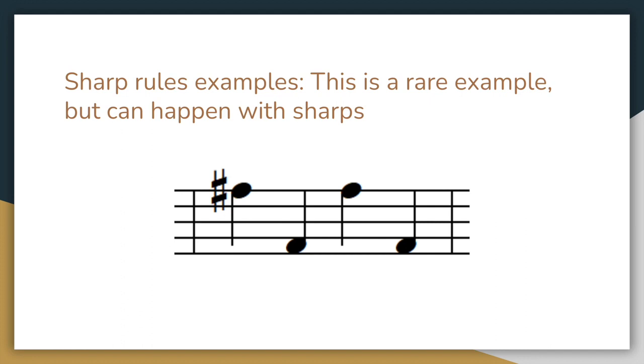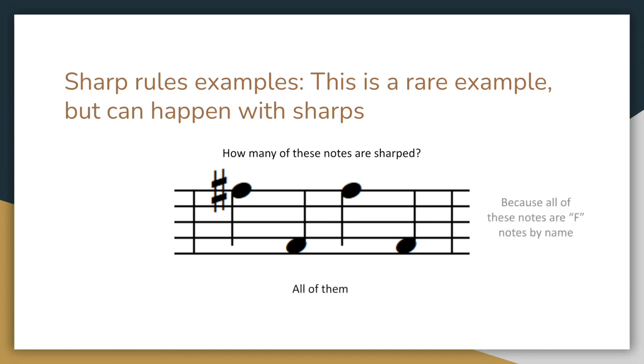Okay, this is a rare example, but this can sometimes happen with sharps. How many of the notes are sharped? In this case, all of them are sharped, because all of these notes are F by name.